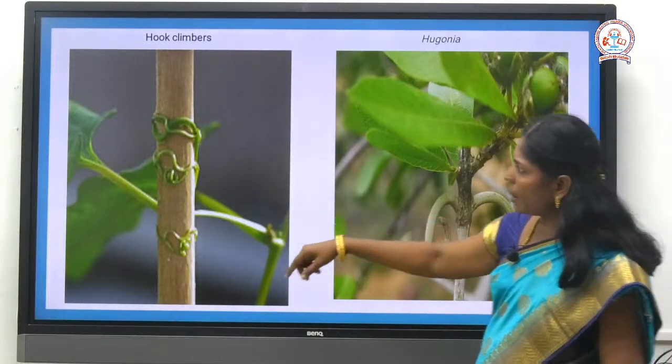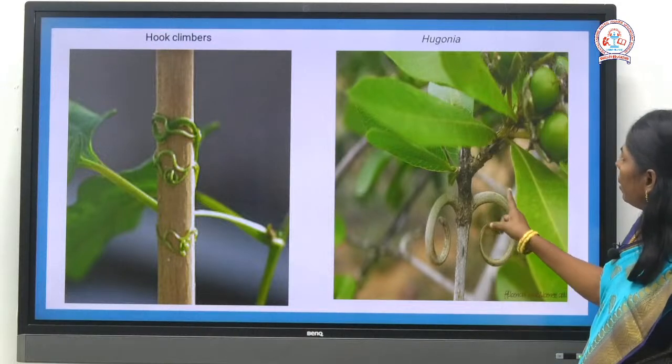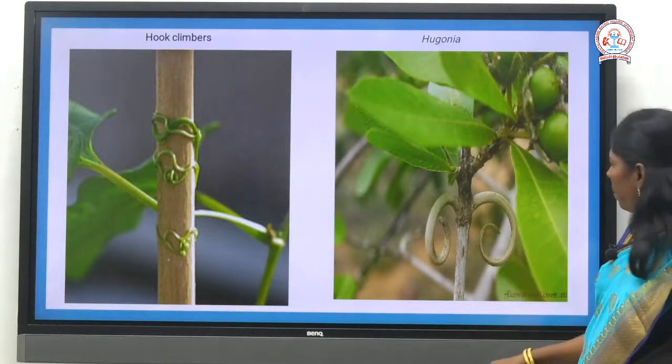In the hook climbers, you can see this is a hook-like structure. Next, in Bougainvillea, hook-like structures are formed.